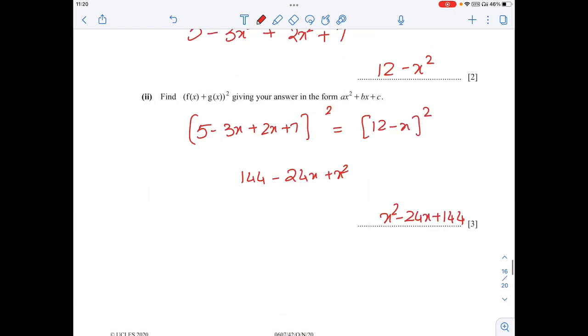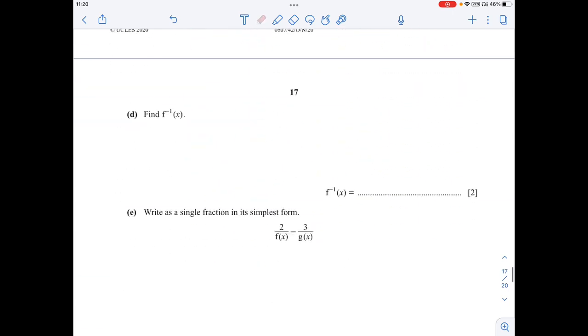f inverse of x. So f of x is 5 minus 3x. So 5 minus 3x equals y. 3x equals 5 minus y. x equals 5 minus y upon 3. So which is 5 minus x upon 3.